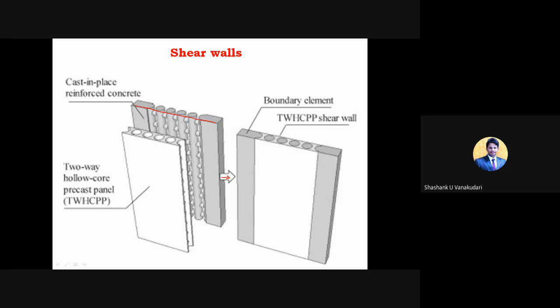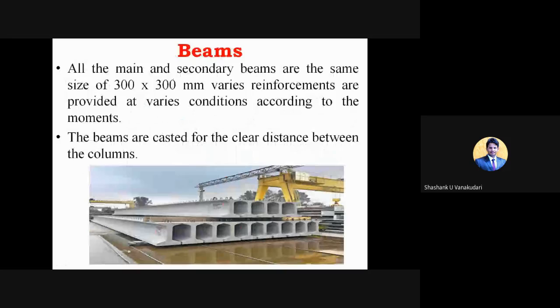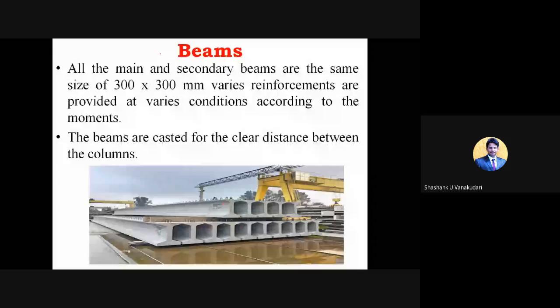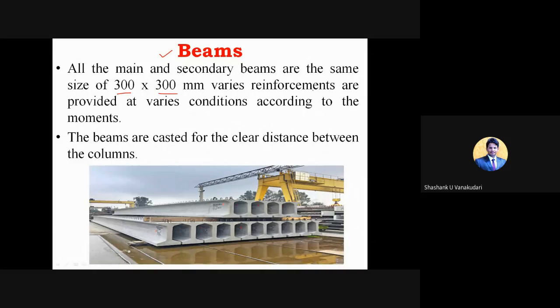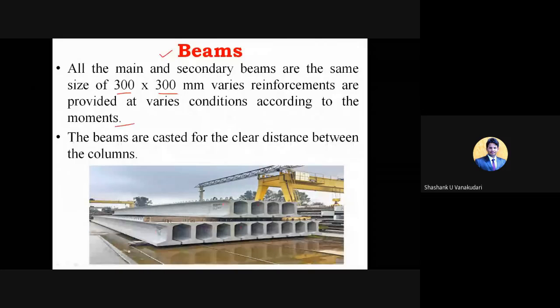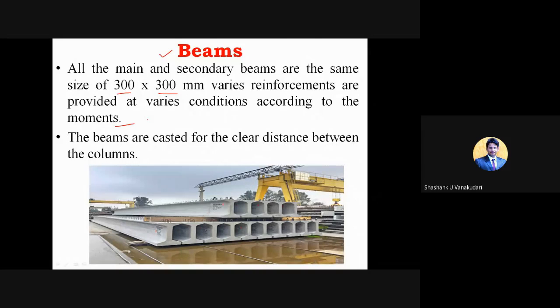Okay, and then moving on to the next concept, that is the beam. Here all the main and secondary beams are of the same size, that is 300 by 300 mm. The reinforcement provided varies at various conditions according to the moment. So here most of the beams are going to be manufactured at the construction or manufacturing site with the same size, 300 by 300 mm, and they are readily available at the manufacturing site.